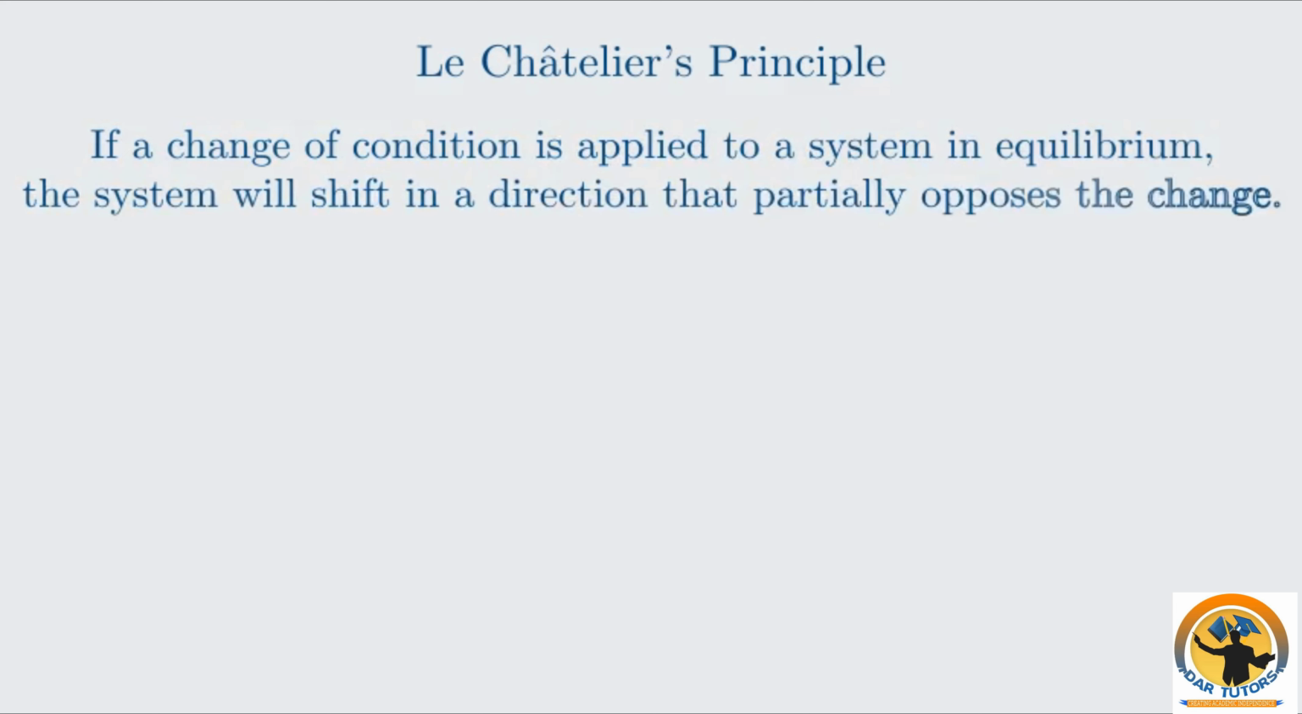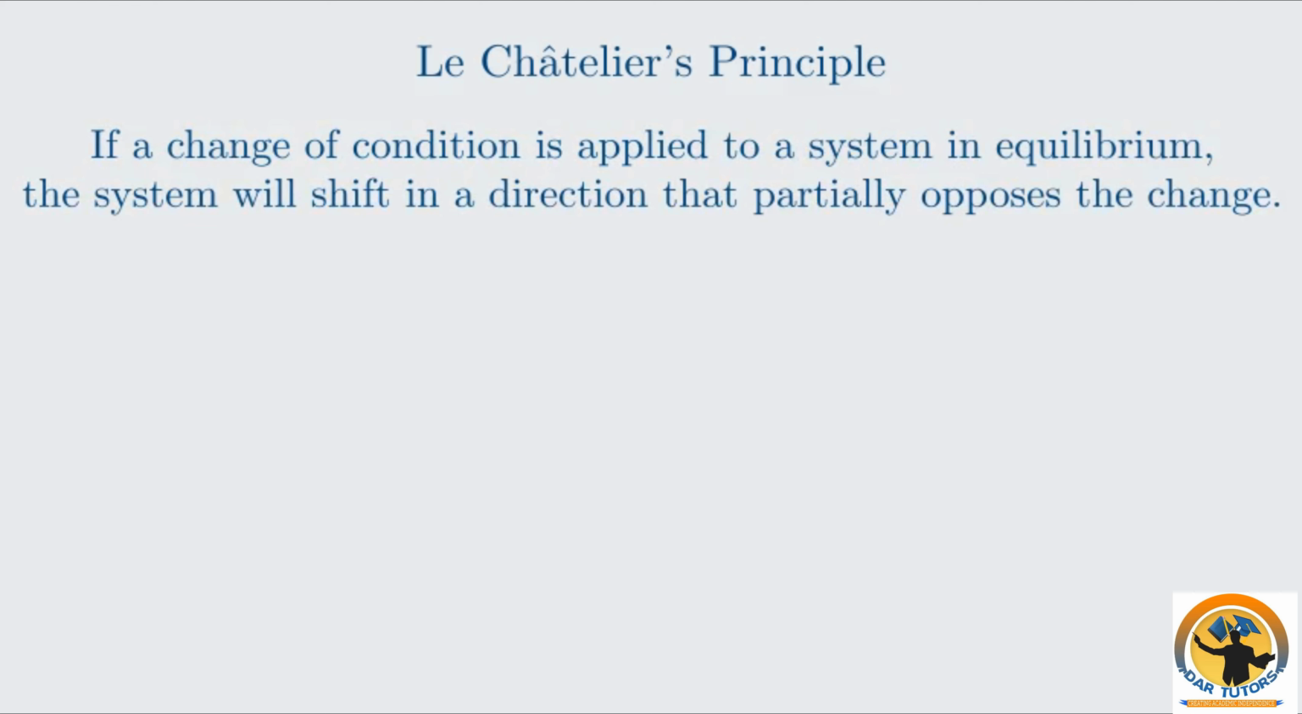We've covered the definition of dynamic equilibrium and the quantitative tool, the equilibrium law. But what happens when you disturb a system that is already at equilibrium? This question is answered by Le Châtelier's principle, a powerful qualitative tool for predicting shifts in equilibrium. The principle states, if a change of condition is applied to a system in equilibrium, the system will shift in a direction that partially opposes the change.